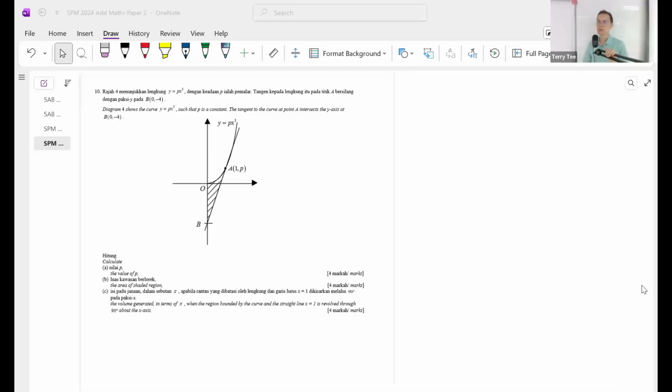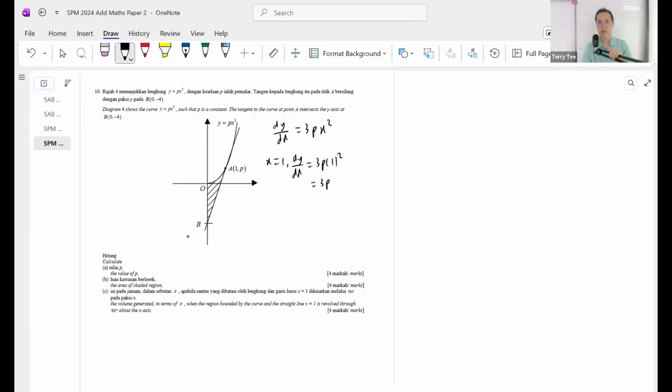Okay, so this is from chapter 2 and 3, combination of differentiation and integration. The diagram shows a curve y equals px to the power 3, and p is a constant. The tangent to the curve at A intersects the y-axis at B. Find the value of p. Okay, so what we need to do is find the equation of the tangent. There are many ways to do it, but maybe I just differentiate first. dy/dx: 3, bring the power down, p copy x, reduce the power by 1. At point A, your x is 1. So what's your dy/dx? Your dy/dx is 3p times 1 squared, which is 3p.